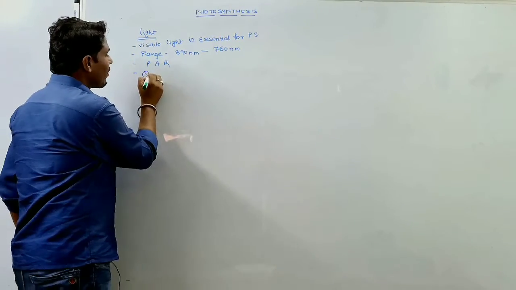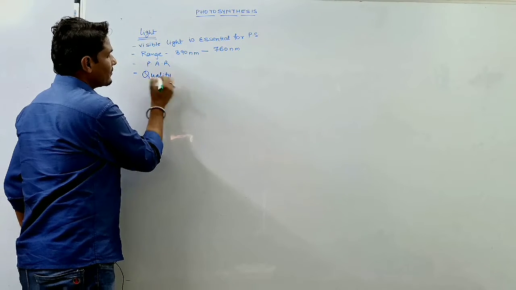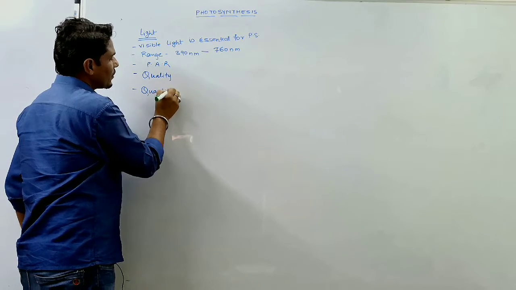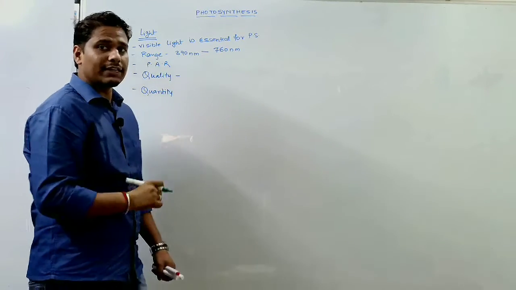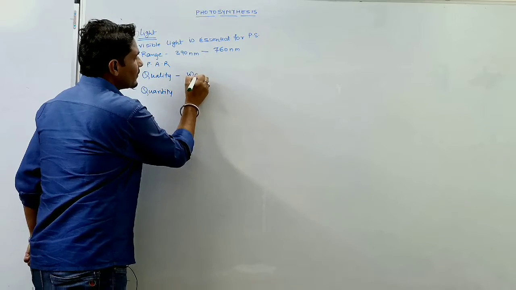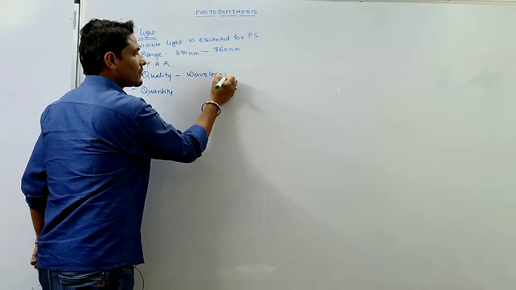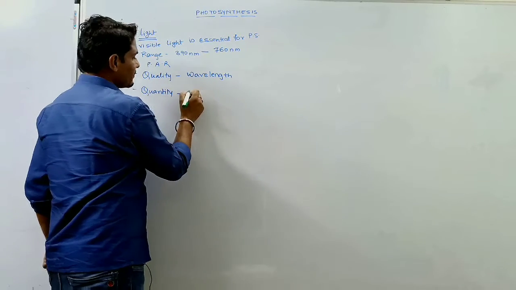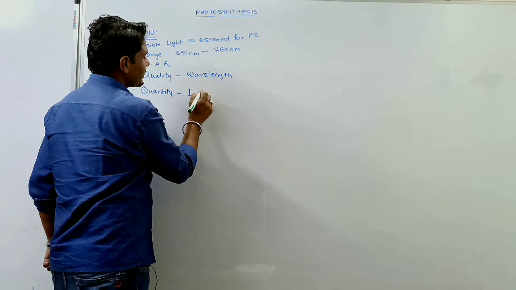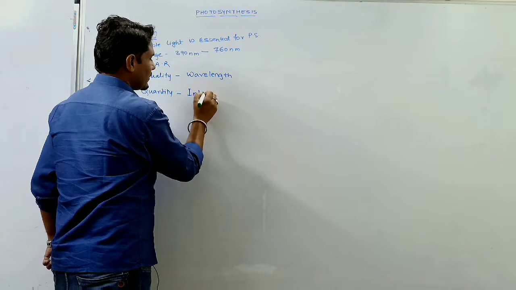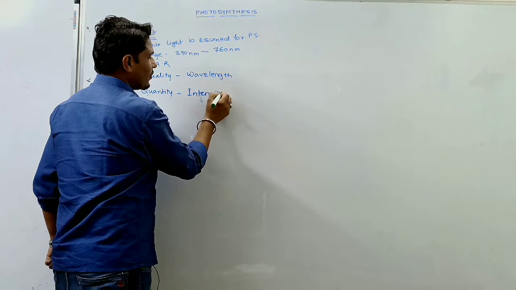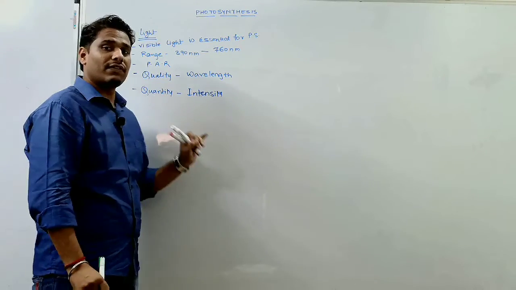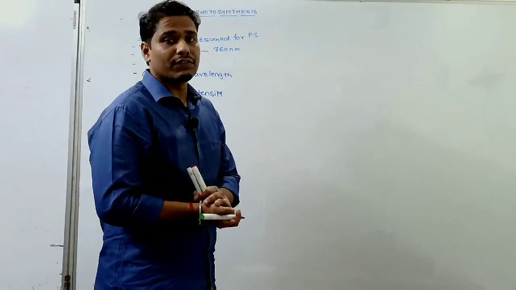When we are talking about light, there are two main factors. One is quality of light and the other is quantity of light. When we are talking about quality of light, it means wavelength, and when we are talking about quantity of light, it means intensity of light. These two, quality as well as quantity of light, affect the rate of photosynthesis.